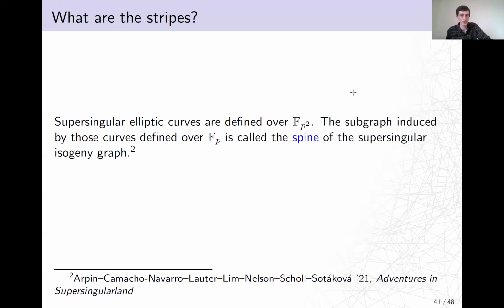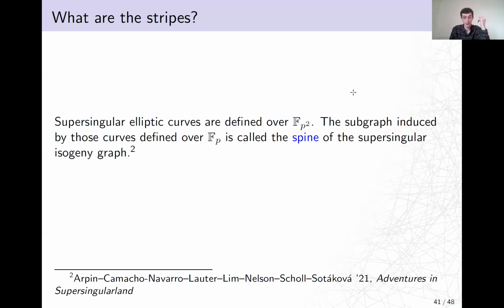Now, there's one more thing that one can say about these stripes. So I'm going to briefly say that before I bring this to a close. So one nice subgraph of the supersingular isogeny graph is called the spine. This was defined by a group of authors in this paper, Adventures in Supersingular Land. And the spine is just the subgraph induced by the curves that are defined over F_p. So in general, they're all defined over F_p squared, but there's going to be this thin region in which they're defined over F_p.